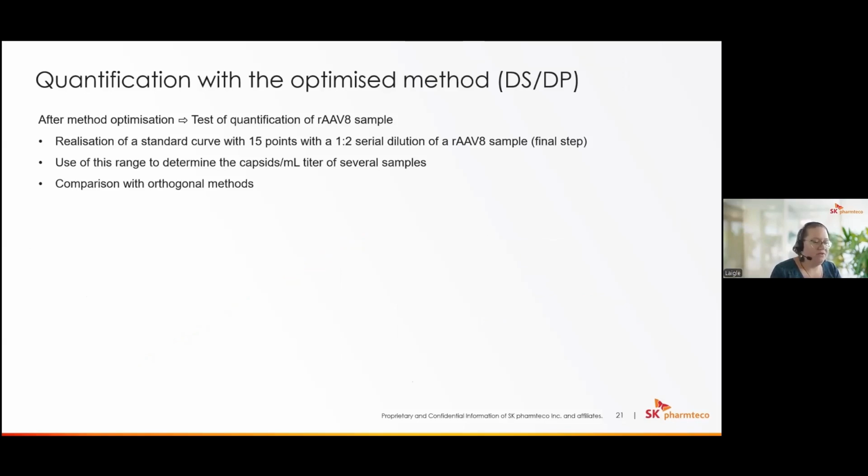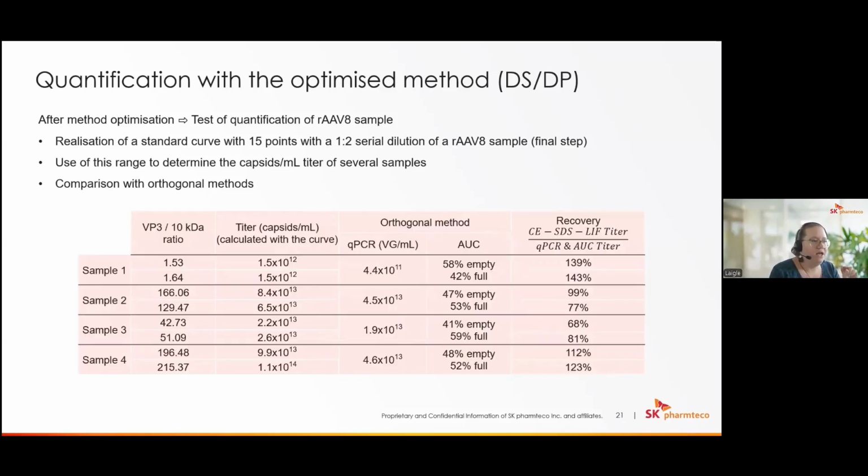Based on this standard curve, several samples were quantified using the optimized CE-SDS LIF method. The obtained results were compared to those from two combined orthogonal methods: qPCR, which provides the viral genome titer of samples, and AUC, which indicates the percentage of empty and full capsids. The recovery when comparing these two types of titers is between 68 and 132%, which are acceptable results.